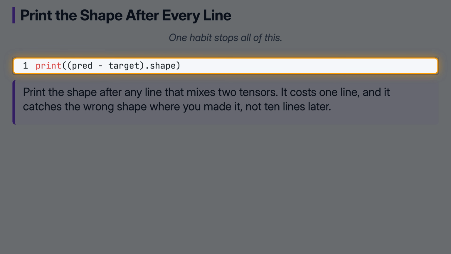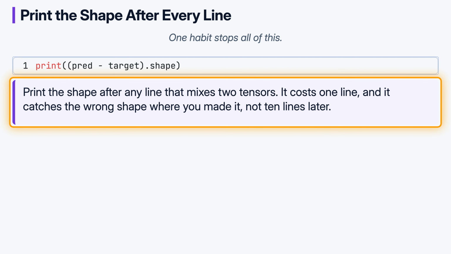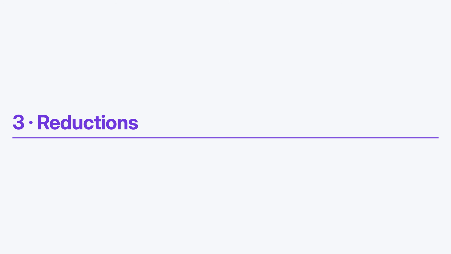One habit stops all of this. Print the shape after any line that mixes 2 tensors. It costs 1 line, and it catches the wrong shape right where you made it, not 10 lines later. It's the same habit as printing the dtype in the last video. You've combined 2 tensors. Now let's go the other way and collapse one tensor down to a summary.